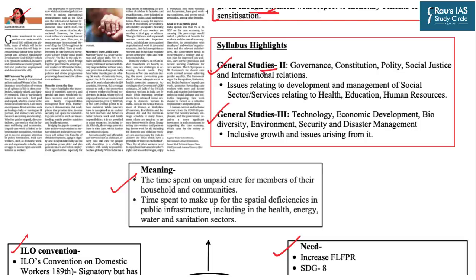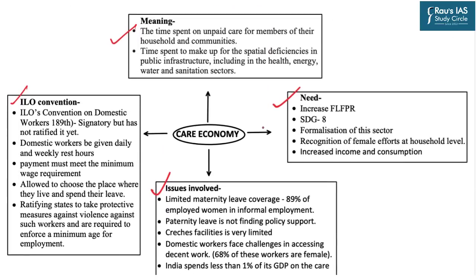In General Studies Paper 2, you have a section of social justice, which further has a micro section of issues relating to the development and management of the social sector, issues related to health, education and human resources. Similarly, in General Studies Paper 3, you have a section of economic development and a micro section of inclusive growth and issues arising from it. So going forward, let us now look at the meaning of the care economy.